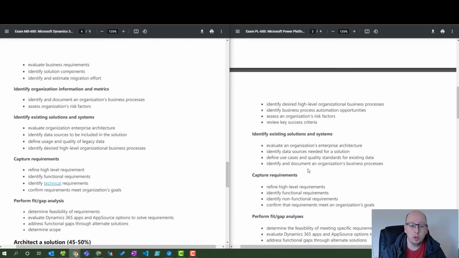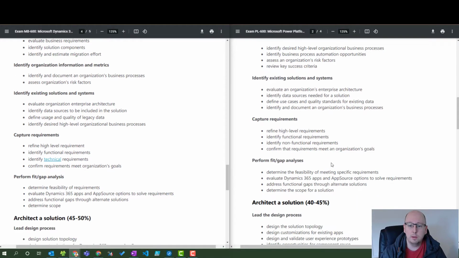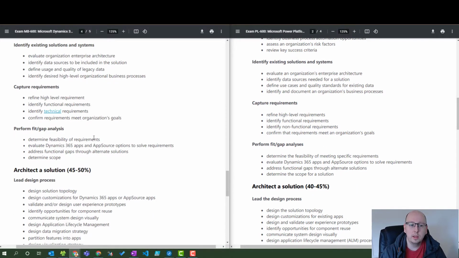Capture the requirements. Again, it's a very common thing for any consultant or any solution architect to capture requirements. This should not be too out of the ordinary there. And perform fit gap analysis. So where do we have a gap in a solution that we may be suggesting to a customer? Where can we fit this into something that's existing, or where do we need to make some sort of remediation and find those gaps between the two and try and plug that hole with something else?